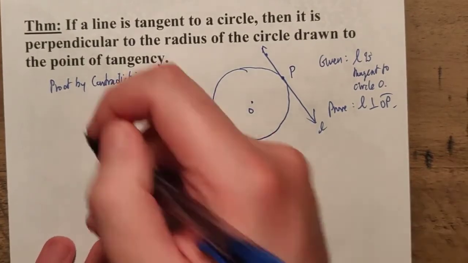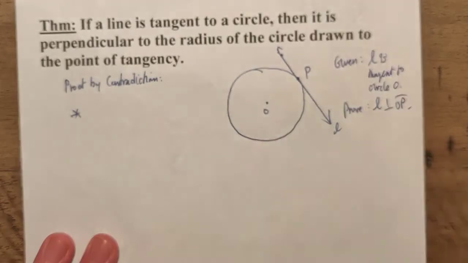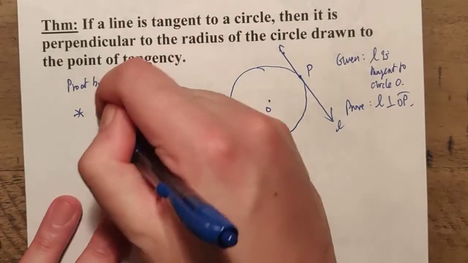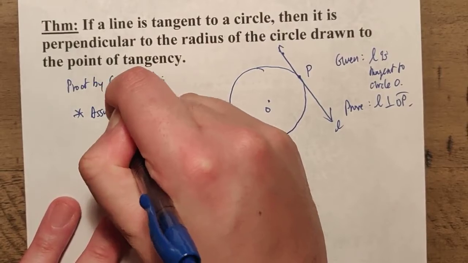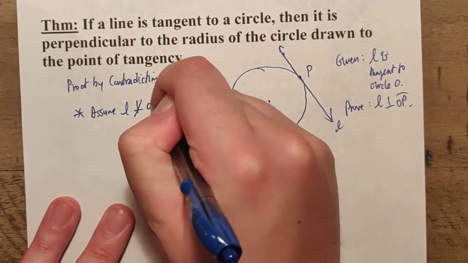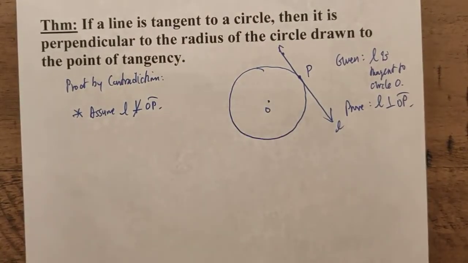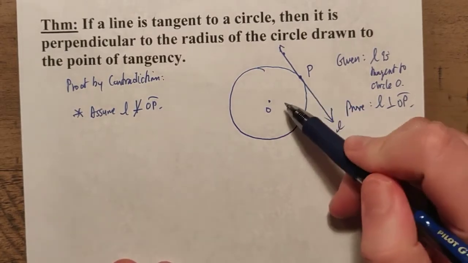So what we're going to do here, as in any proof by contradiction, is start by assuming the opposite, right? So we're going to assume L is not perpendicular to OP. So L and OP are not perpendicular. However, even though L is not perpendicular to OP, there is a point where you create a perpendicular, right? Because you can draw a line.